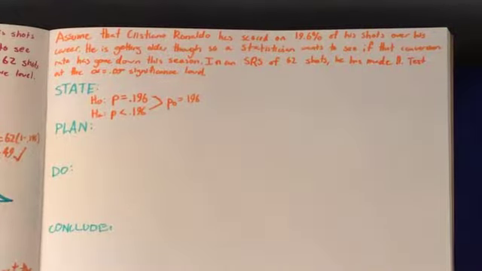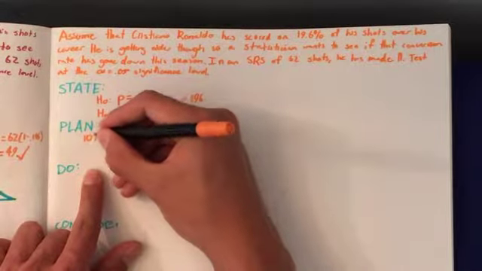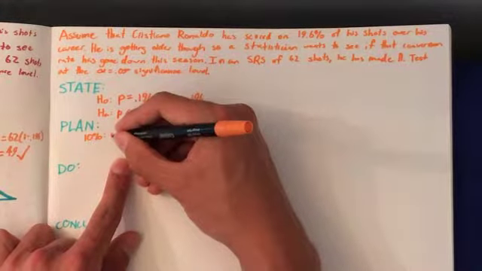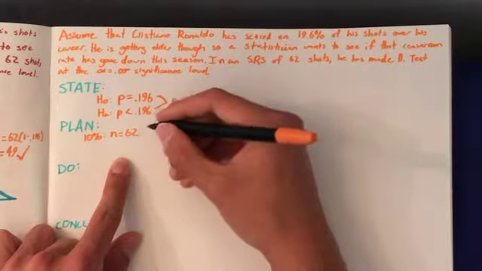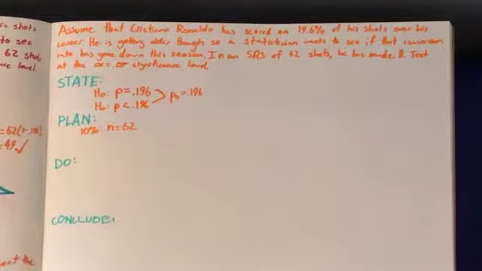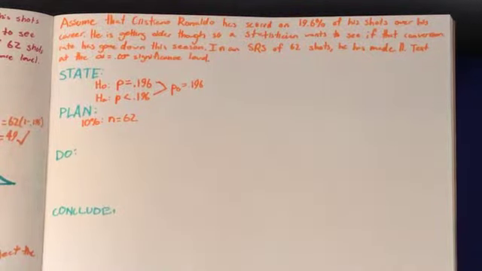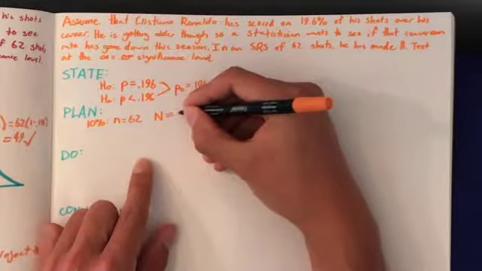Okay, so now we're done with the state section, so we have to plan. We have to check our conditions. So we have 2 conditions that we've been using. Our 10% condition, which says that our sample size, which is n equals 62, has to be less than 10% of the population size. So our population for this is actually Cristiano Ronaldo could theoretically take an infinite number of shots if he would like. So our big N, our population size, is infinity.